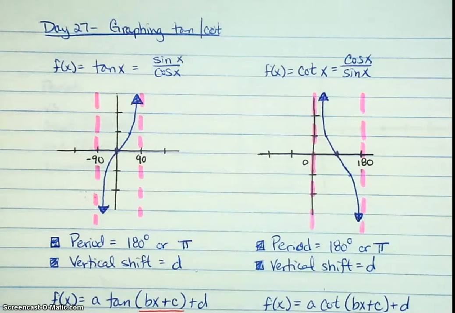Tomorrow we'll look at graphing these in class, but graphing tangent and cotangent is a little bit different. Secant and cosecant, if you know how to do the cosine and sine, you're in pretty good shape, but these are a little bit different. So, day 27 notes here.